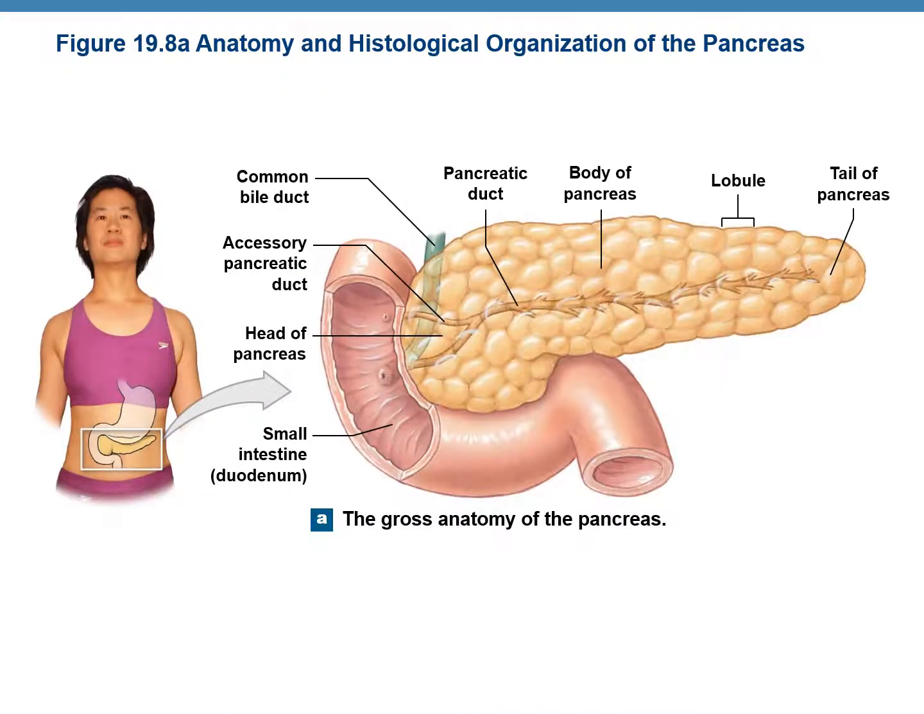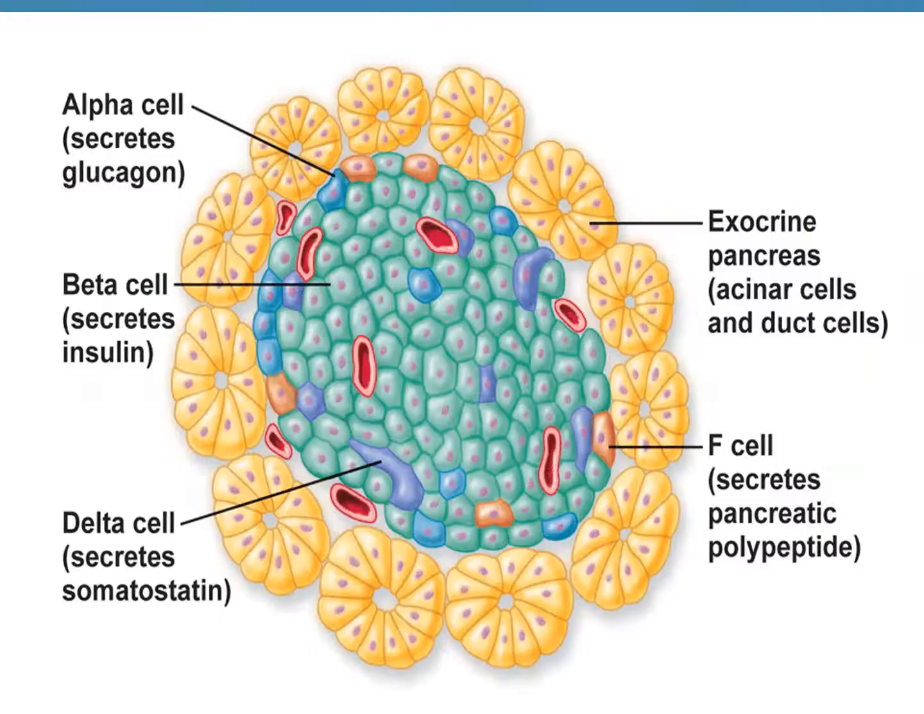This figure shows the location and the anatomy of the pancreas. You can see the pancreatic duct in the center of this leaf-shaped pancreas, and the duct opens into the duodenum. You can see the pancreatic islets in the center with four different cell types, and the exocrine part consisting of the acinar cells in the periphery.